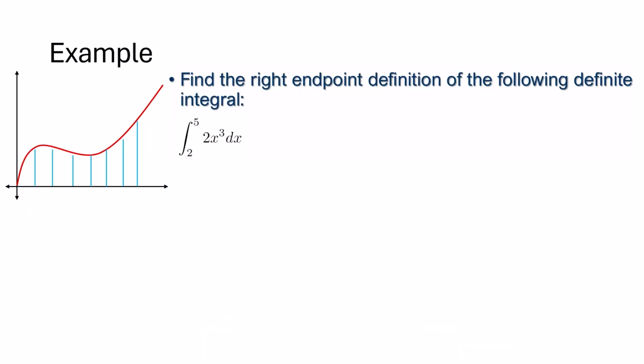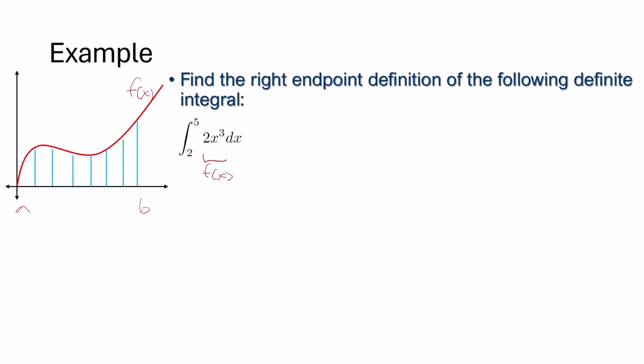Let's do an example. The problem states, find the right endpoint definition of the following definite integral. The integral from 2 to 5 of 2x cubed dx. Remember, f of x, in this case, is 2x cubed. I recommend drawing a picture like this one on all of these problems.